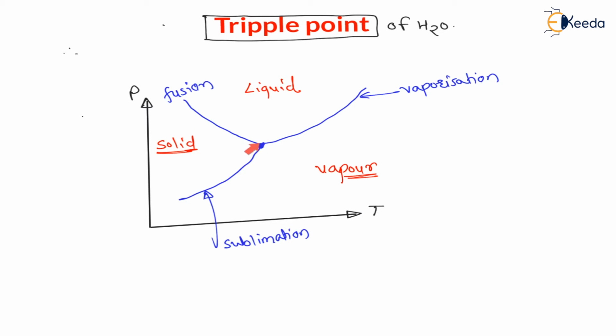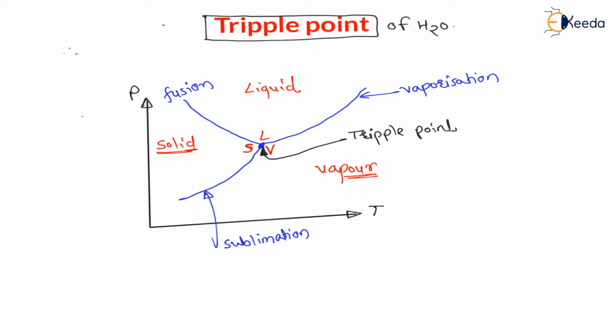Now here, whenever the fusion line and sublimation line meet, we will get the solid state, therefore here there will be a solid. Whenever the fusion line and vaporization line meet, then we will get liquid, here liquid. And whenever the sublimation line and vaporization line meet, we will get vapor, therefore there will be a vapor. Therefore we will get one point where there will be a solid state, liquid state as well as vapor state. This point is called the triple point, right? And for water, there will be ice, there will be water, and there will be water vapor also.